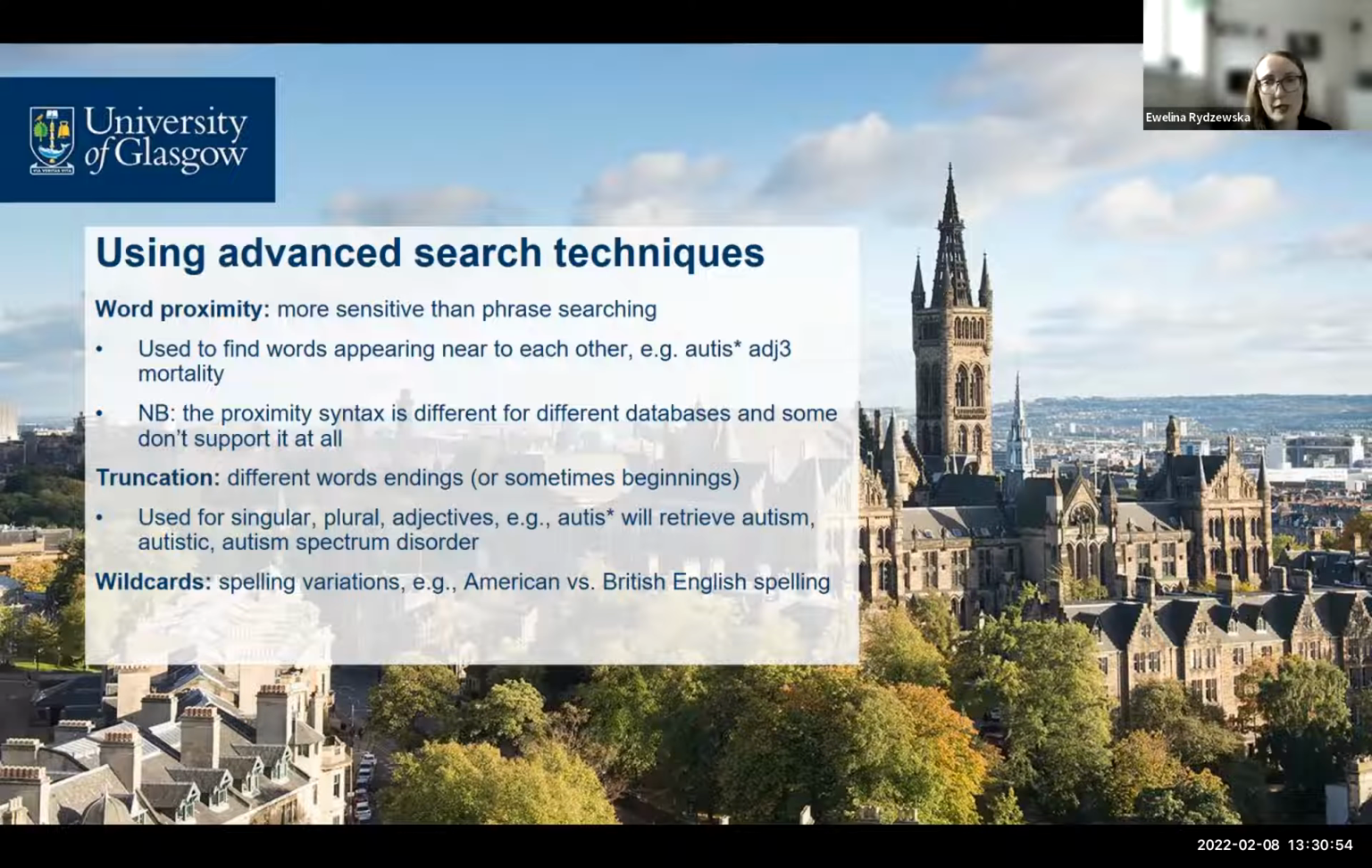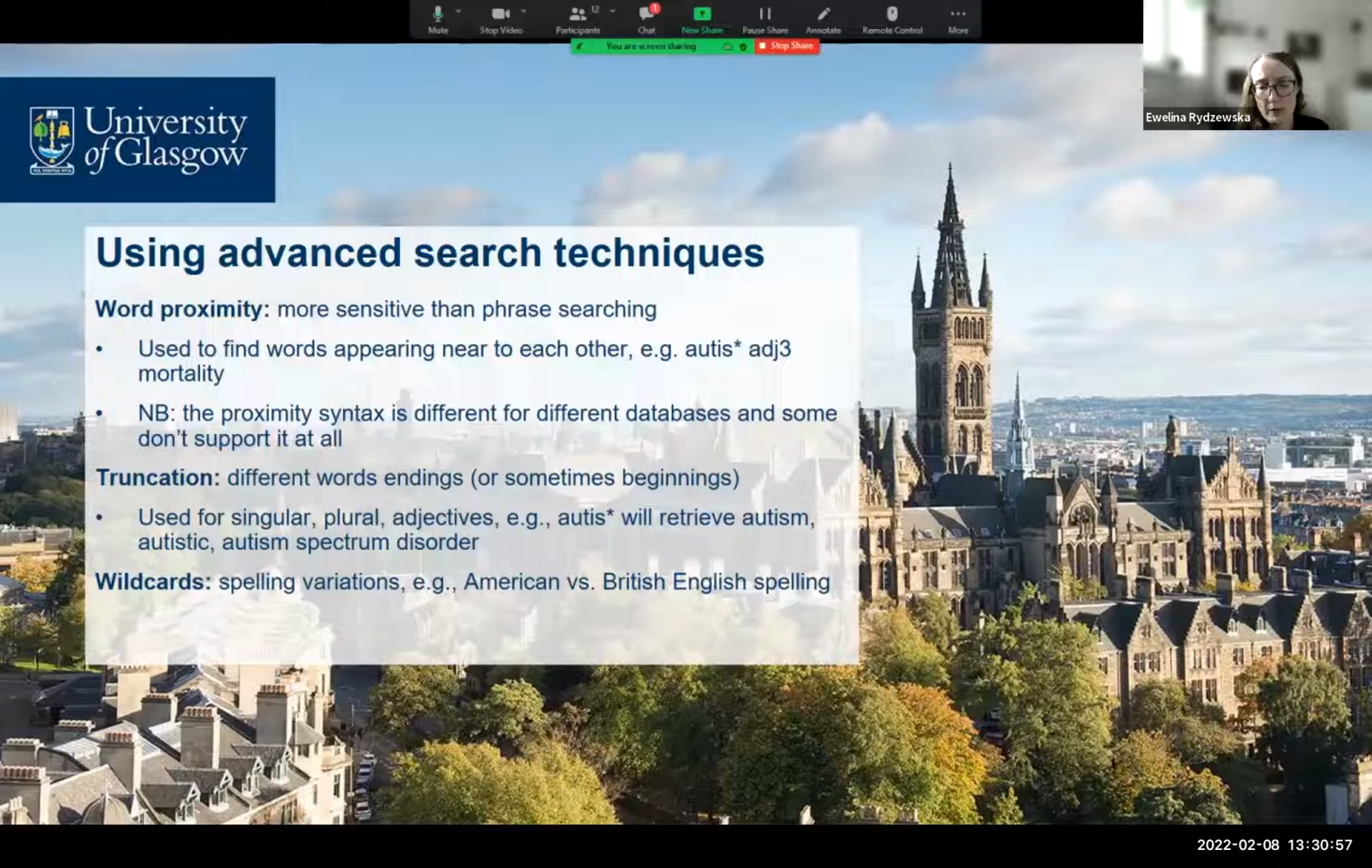It will not pick up any other variations. So it will not pick up things like mortality in autistic people, maybe mortality in autism, that sort of thing. But if I use word proximity searching, I can do that. So here I gave you an example, and again, I've got this word autism with an asterisk, and that means that I'm looking for all sorts of variations of that word. So I'm looking for autism, autistic, autism spectrum disorder adjacent to mortality.